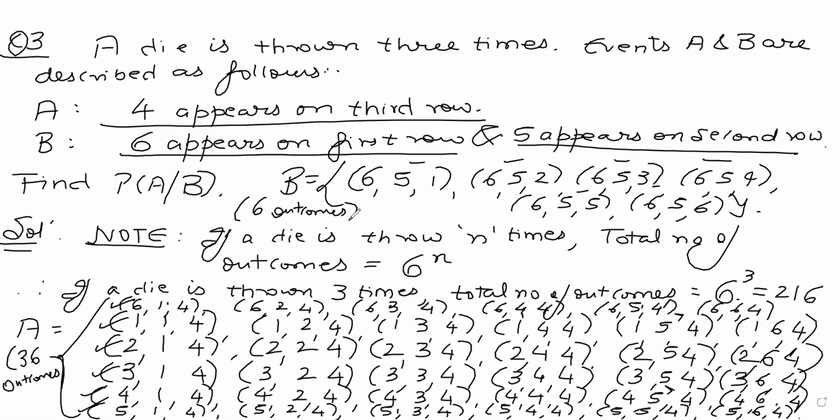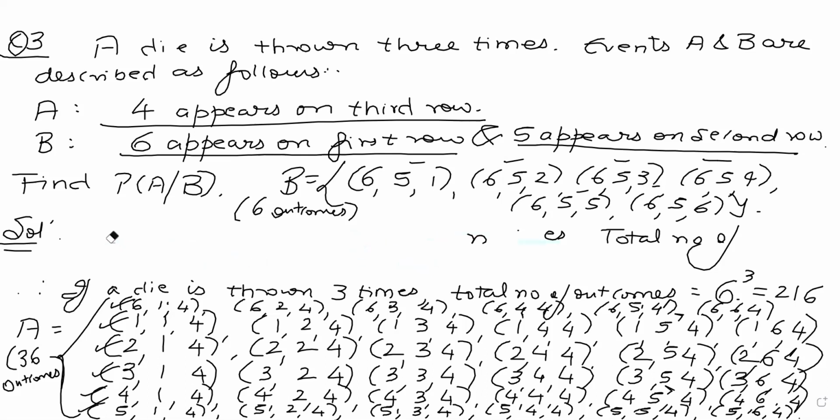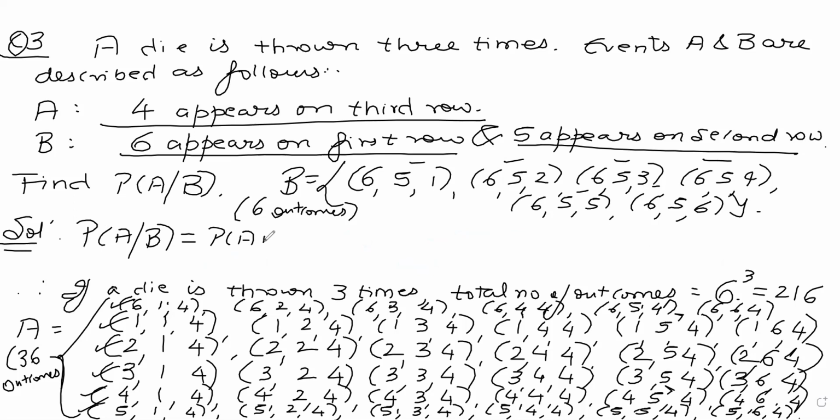Now I have to find out the probability of A intersection B. So if I erase the note now, what will be the probability of A given B? Probability of A given B is probability of A intersection B divided by probability of B.